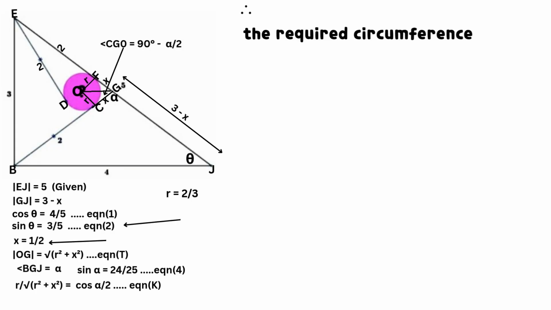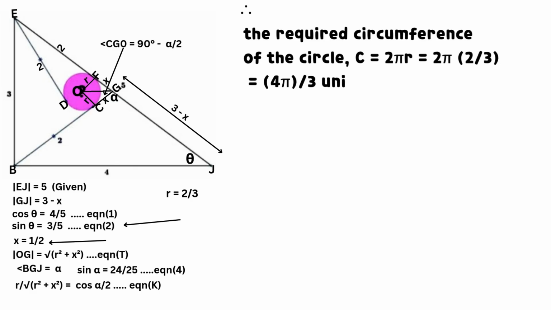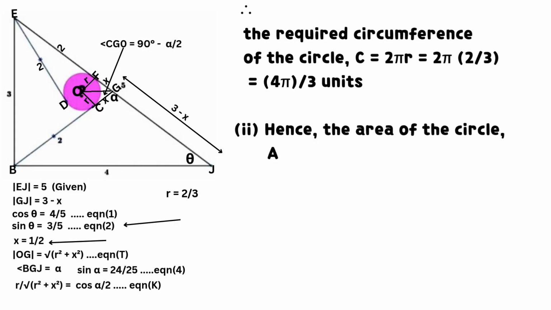Therefore, the required circumference of the circle, C, equals 2 times the product of pi and r, which equals 4 times pi divided by 3 units. Question 2. The area of the circle, A, equals pi times the square of r, which equals 4 times pi divided by 9 square units, as shown on the screen.